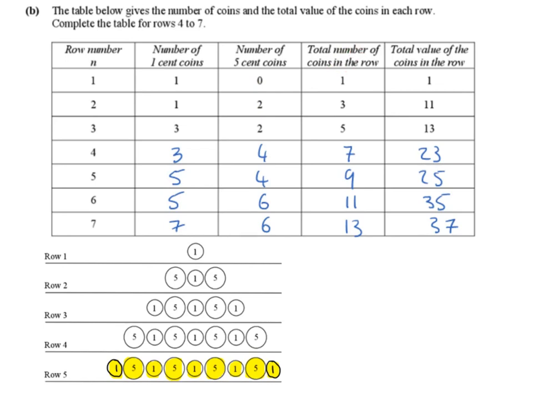Then the total number of coins. So it was 1, then 3, then 5, then 7, then 9. So we are going up in twos. So 11, and then 13.